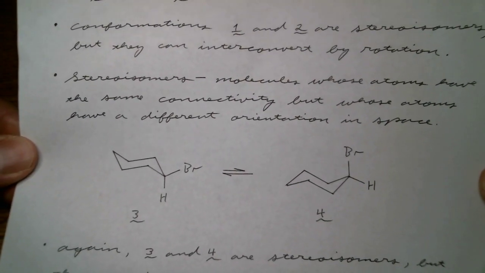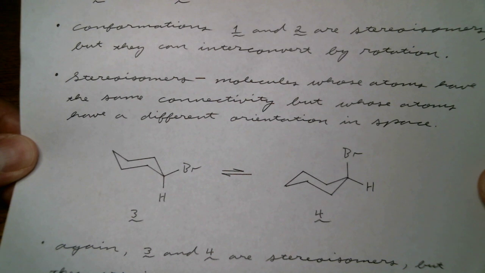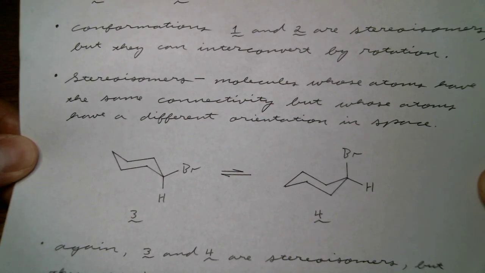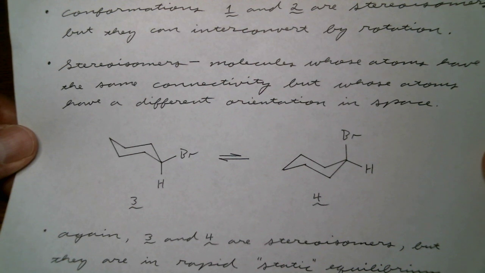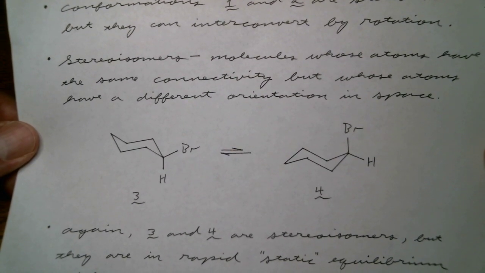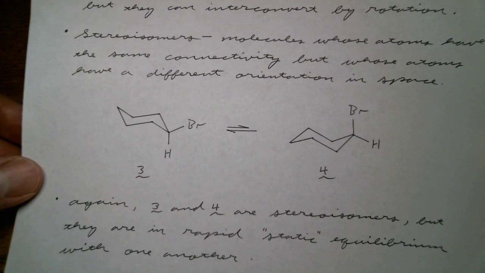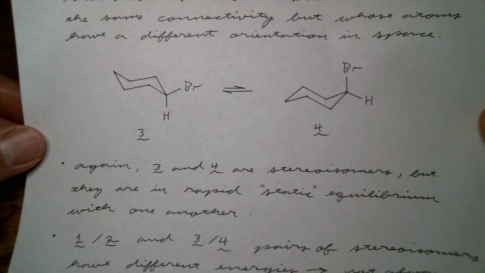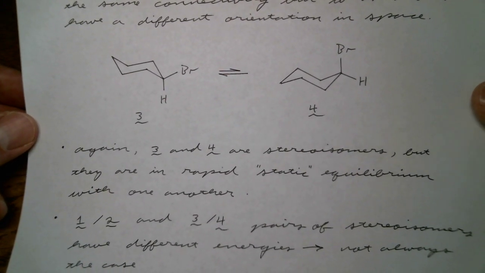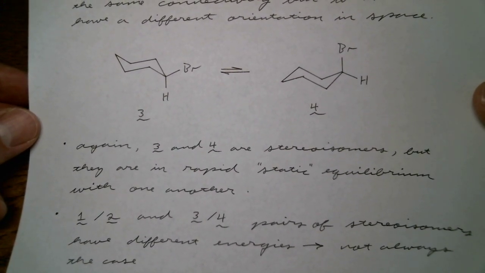Just by that definition, could we call the different conformers of 1-bromocyclohexane stereoisomers? And yes, again, the different chair conformations 3 and 4, with the bromine either equatorial or axial, are indeed stereoisomers. But again, they're in a rapid equilibrium, so they interconvert with each other to get to some sort of percentage at equilibrium. So 1 and 2 and 3 and 4 are pairs of stereoisomers. They have different energies. This is not always the case for various pairs of stereoisomers.